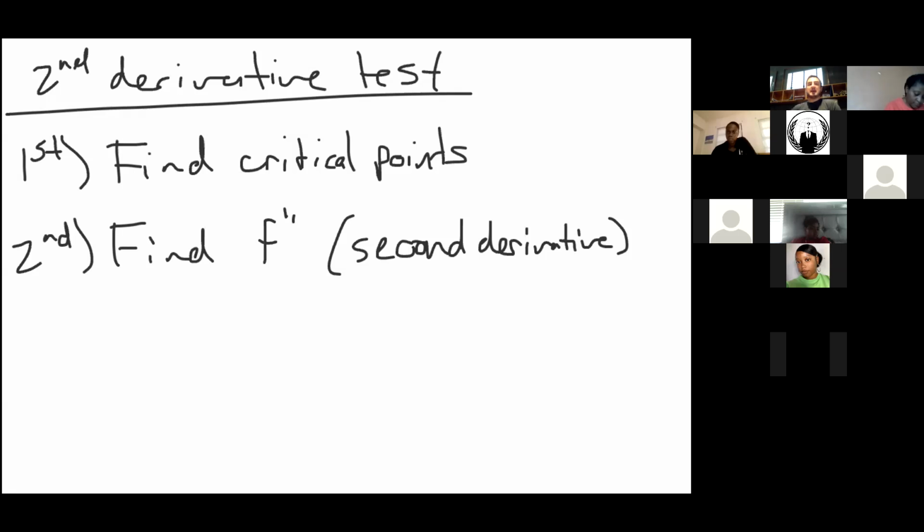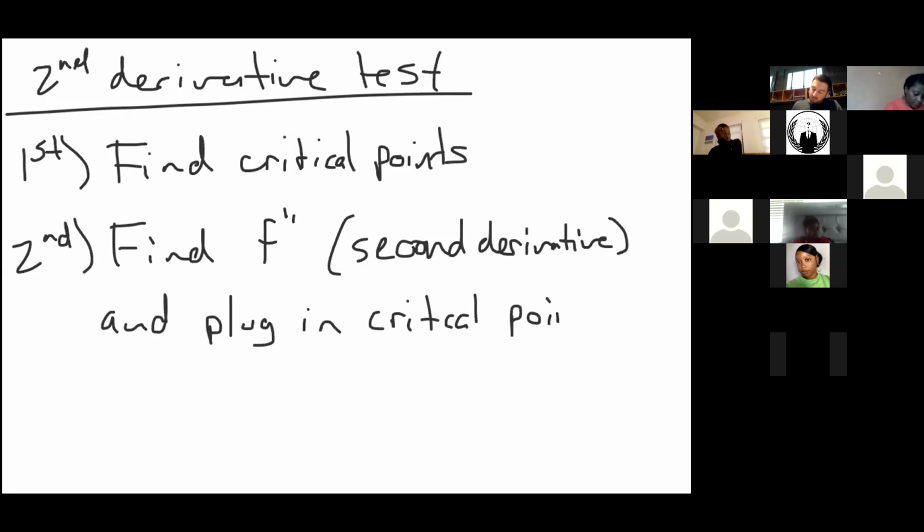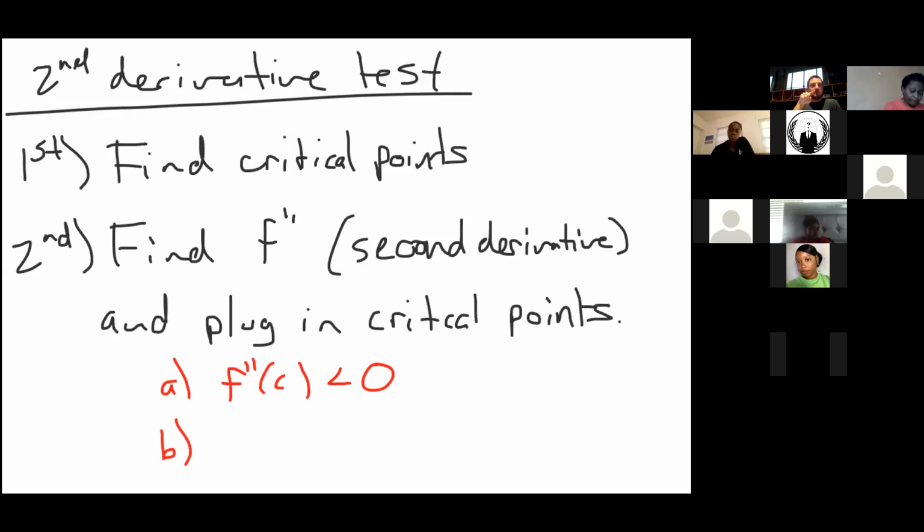So I take the derivative again, and then plug in those critical points. Then I get two cases, case A and case B. If I plug that critical point into my second derivative, and my second derivative is negative, this means that I am concave down at that point.